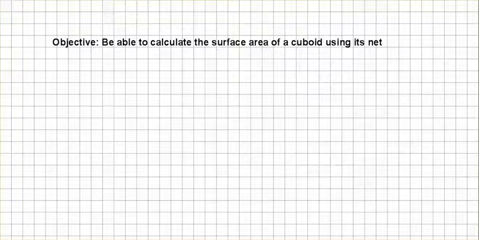Right, so we're doing surface area. So you've got used to seeing your three-dimensional objects now, right? Now a cuboid is just a.